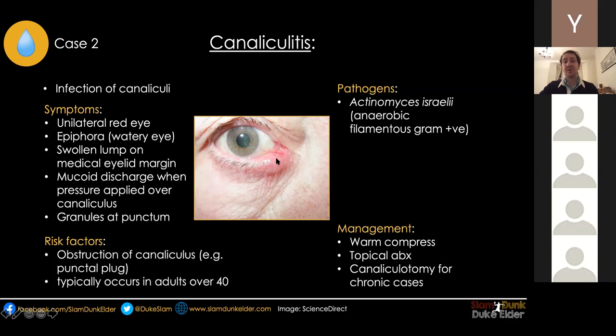Because it's quite superficial, we can give topical antibiotics for this, and it's the same as the other lid problems: we can give a warm compress to soothe it and help with symptom control. If you're having recurrent infections here, you can do a canaliculotomy, which is a surgical intervention to open this all up. What type of antibiotics? I think it's just broad spectrum. I'm not quite sure exactly. It depends what you think is causing this. I'm not exactly sure what would be the most appropriate, I'm afraid.